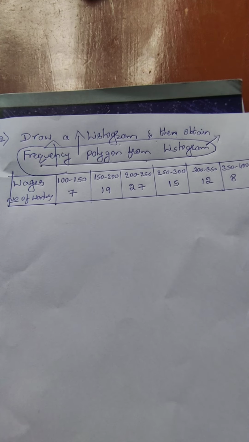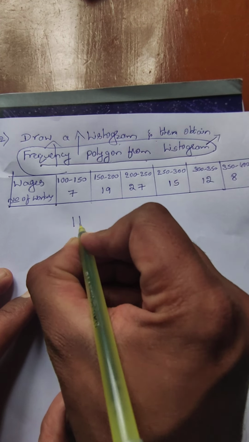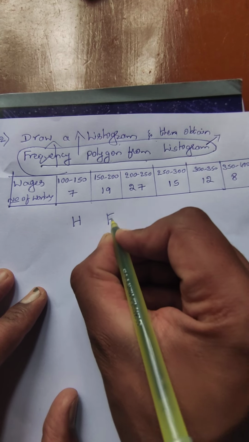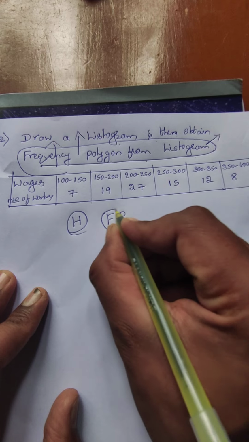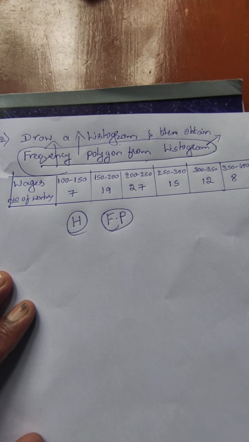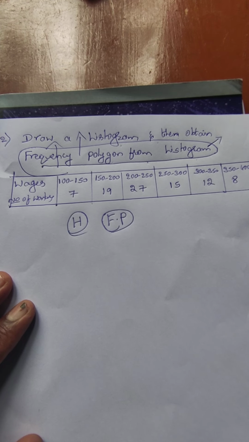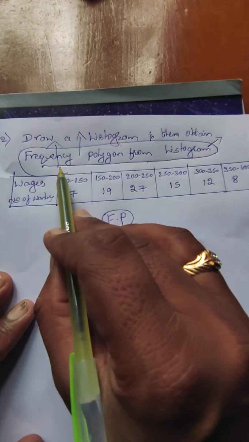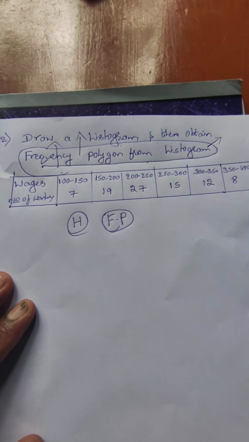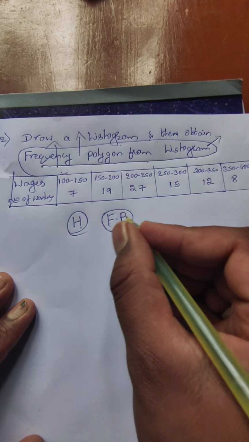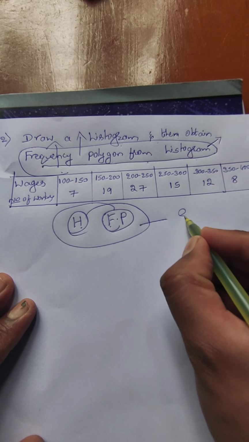In the previous video, we already covered how to draw a histogram and how to draw a frequency polygon. In this video, we are going to learn how to draw a histogram and obtain the frequency polygon from the histogram, both in a single graph.